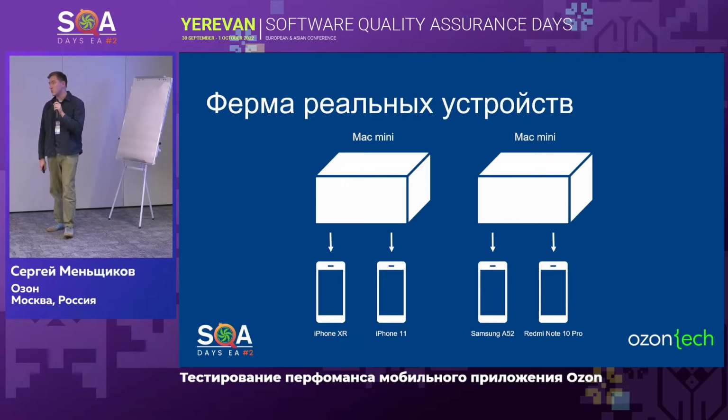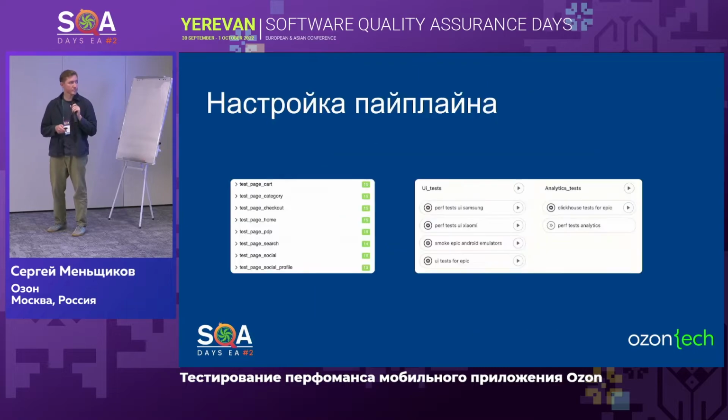To test performance, we had to tune the performance farm for real devices. Mac Minis were those that we chose. iPhone 11, XR, Samsung A52, Xiaomi, Redmi. So 8 devices for each host. We picked them based on user analytics and on average computing power.